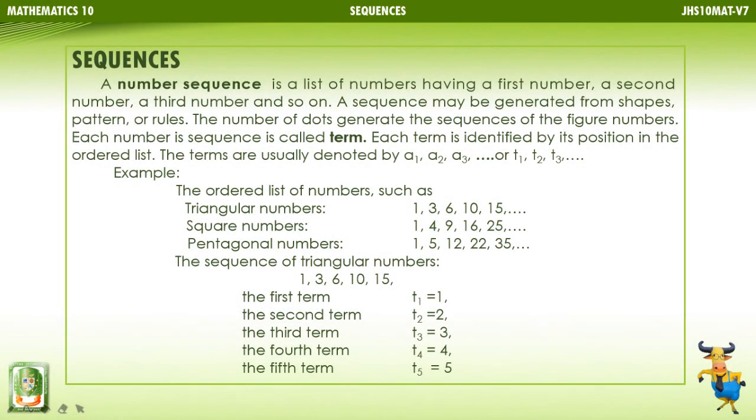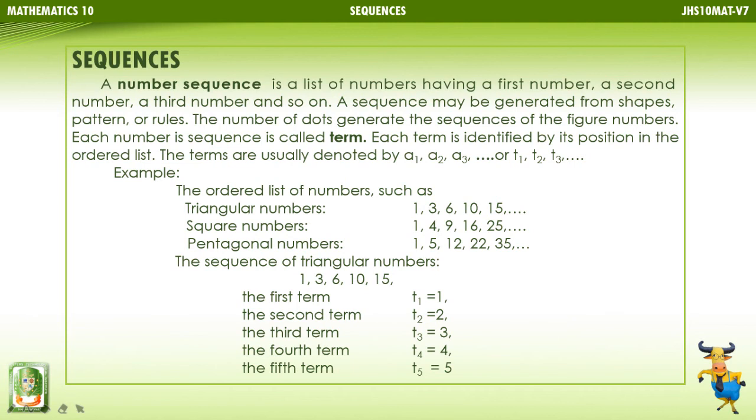Sequences. A number sequence is a list of numbers having a first number, a second number, a third number, and so on. A sequence may be generated from shapes, patterns, or rules. The number of dots generates the sequence of the figure numbers. Each number in a sequence is called a term. Each term is identified by its position in the ordered list. The terms are usually denoted by A1, A2, A3, and so on, or T1, T2, T3, and so on.